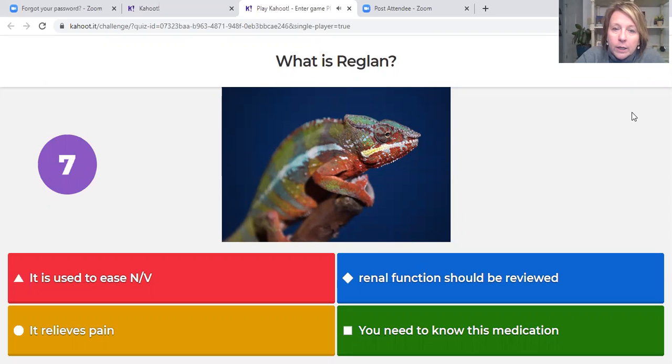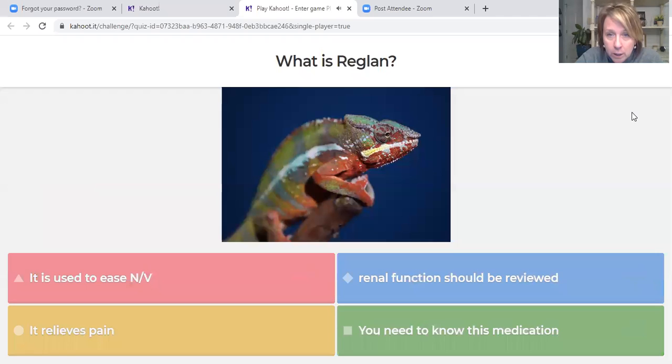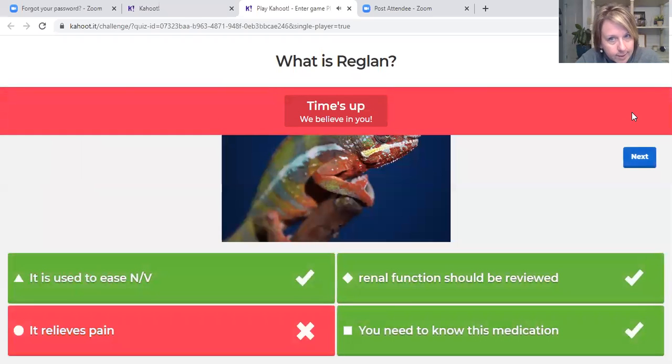Just FYI, should you review your renal function? Yeah, you should, because it can affect the renal function. Does it relieve pain? No. Do you need to know this medication? Yes. And that's why I put it on this review. So look it up in your drug book, look it up in your Clayton, and write out some things, but just know what it's used for and what it is, because it is a drug you will see. It's something you give.